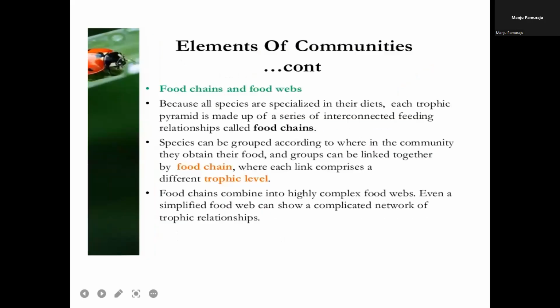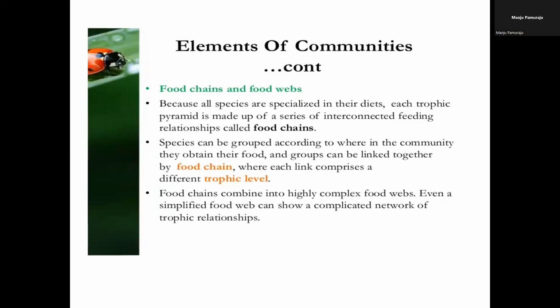So the next function is food chains and food webs. We already discussed food chains, because all species are specialized in their diet. Each trophic pyramid is made up of a series of interconnecting feeding relationships, which is called a food chain. Species can be grouped according to where in the community they obtain their food, and groups can be linked together by the food chain. The linkage of these different food chains constitutes the food web. Each one is called a trophic level.